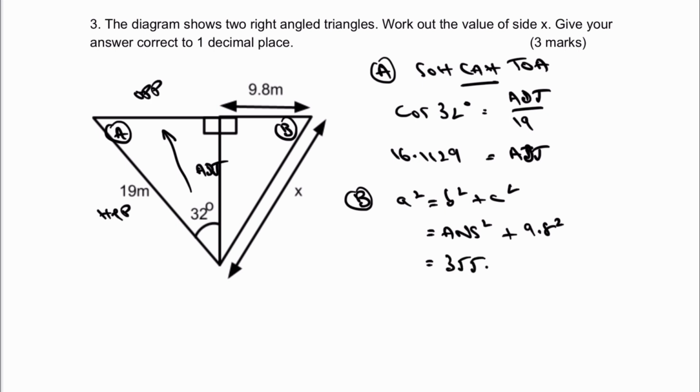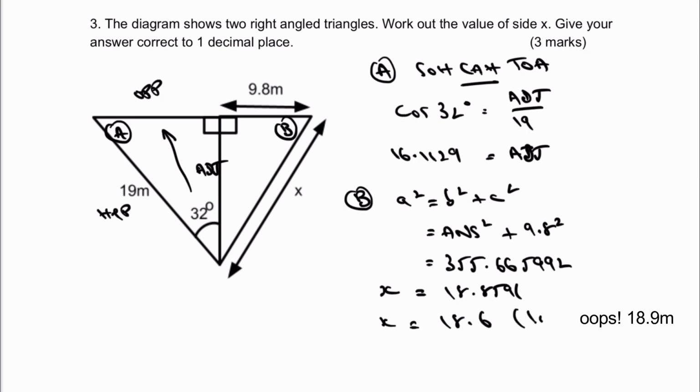That's the problem with some of these types of calculations, where you get these very large numbers that you have to deal with, of 355.66, and so on. Okay, if I square root that, I get the value of x, which is effectively going to be the value of a itself, and that's going to give me 18.8591, and therefore to one decimal place it means that x is going to equal 18.6 meters, and that would be the answer to question number 3.